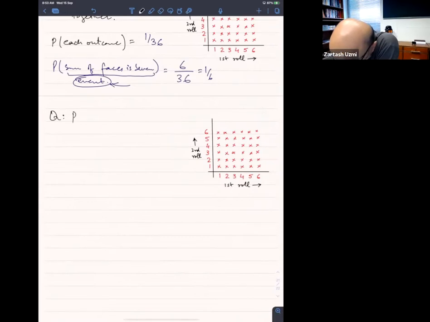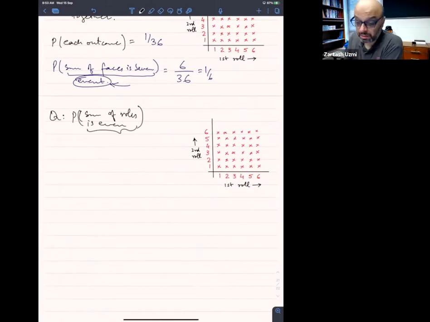what is the probability that sum of rows is even? Sum of rows is even. Before you answer that, realize that sum of rows is even is an event. Find out how many points in that event. And then answer this question. Sum of rows is even.